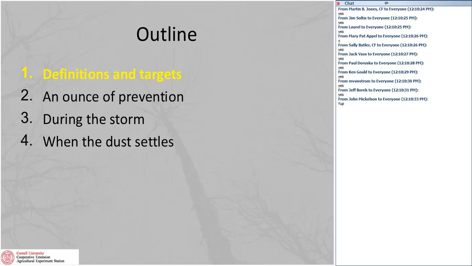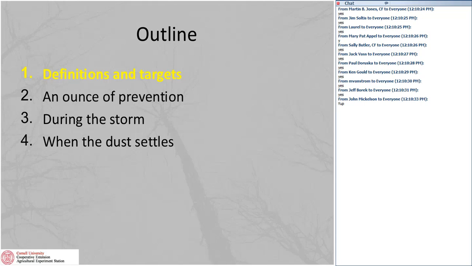So we'll go through four different things, and I've given these quirky titles to this outline. We'll talk first about definitions and targets, and then I've thought about stresses largely as events. This presentation was triggered after we had an ice storm and we've had insect outbreaks, and so there are discrete, often large-scale episodic events. The structure is around these large events, but the principles I think apply even if you look at low-level, chronic, long-duration events.